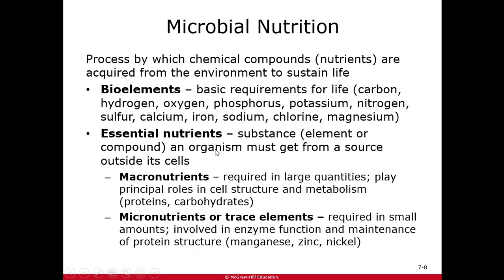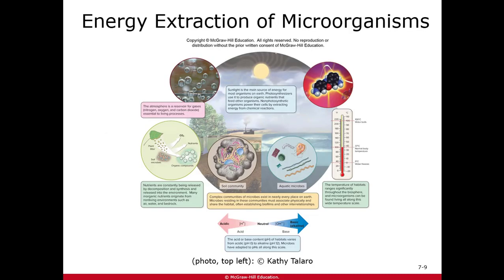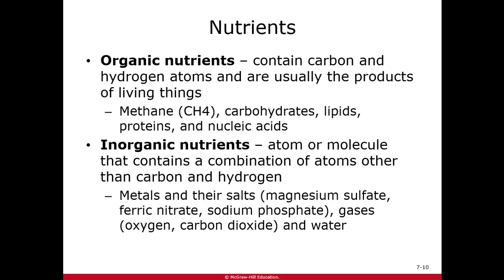They also need what are considered essential nutrients. These are substances that they have to get from some source outside of their own cells, which means they can't make any of these particular elements. They have to get them from somewhere else. Now, one group of nutrients is considered organic nutrients.